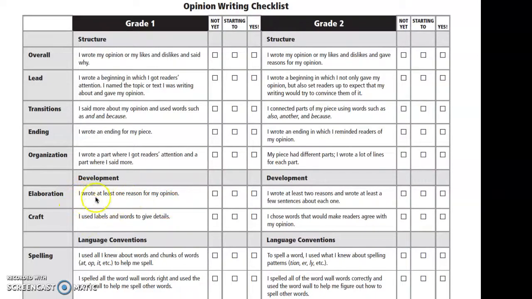Now, here are the other things I really want you to check: that you wrote at least one reason for your opinion. I use labels and words to give details, or I chose words that would make readers agree with my opinion. So let's look for my reasons. One reason was that I said it was a very funny book, and then I told details about it. I included a story. Then here I have another reason, so I have at least two reasons. I can check that off my list.